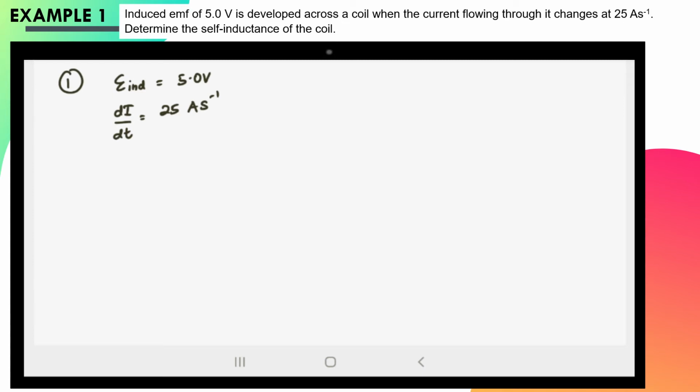Okay, so determine the self-inductance of the coil. Let's use the equation of the self-inductance, which is L is equal to negative induced EMF over the rate of change of current. We can just straightly substitute, and it's equal to negative 5 over 25. Therefore, the self-inductance is equal to 0.2 Henry. The unit is Henry.